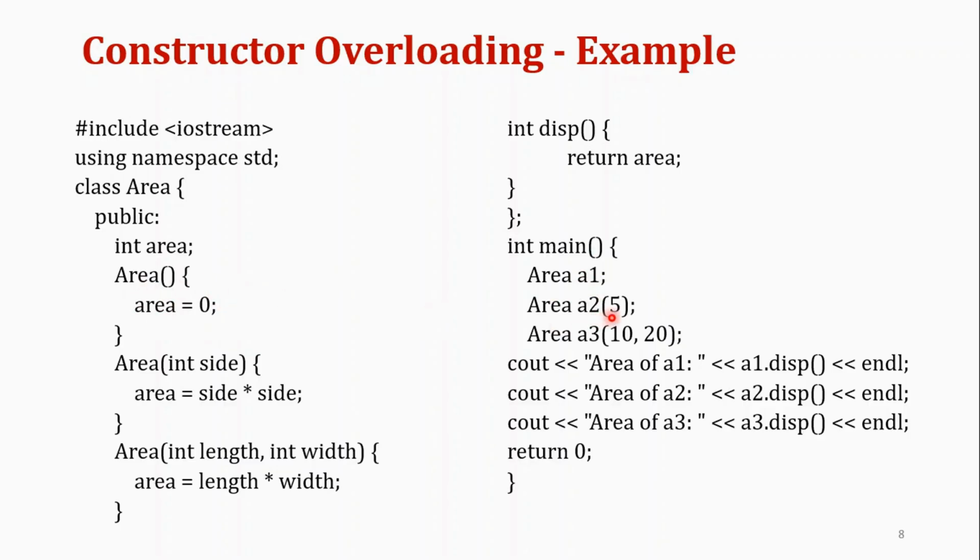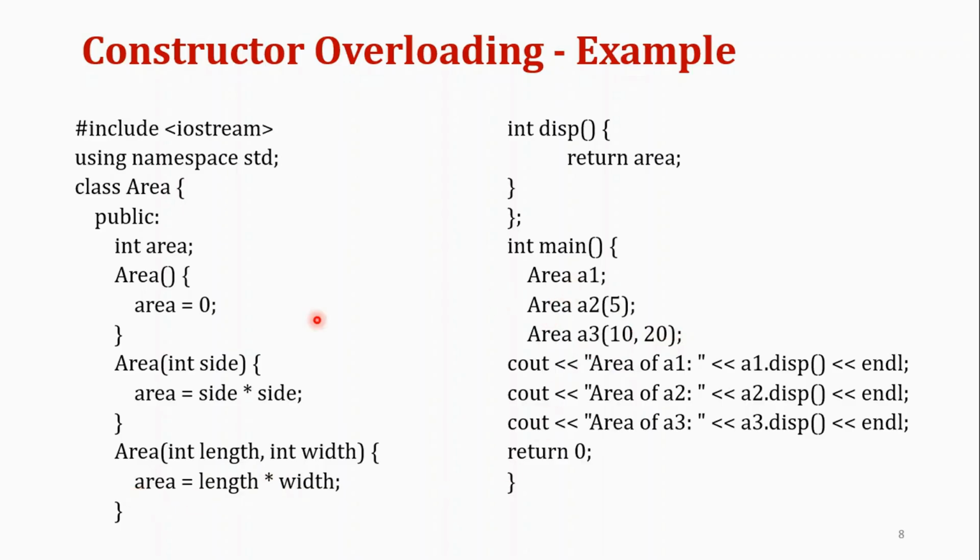For the A2 object, I'm passing a single parameter. So this parameterized constructor will be called for the A2 object, and this area will be 5 into 5, 25. And for the A3 object, I'm passing two parameters, both are integers. So 10 into 20 will be multiplied and given to area.